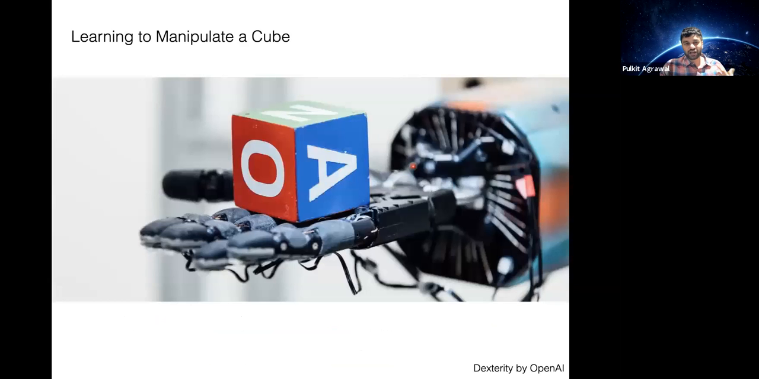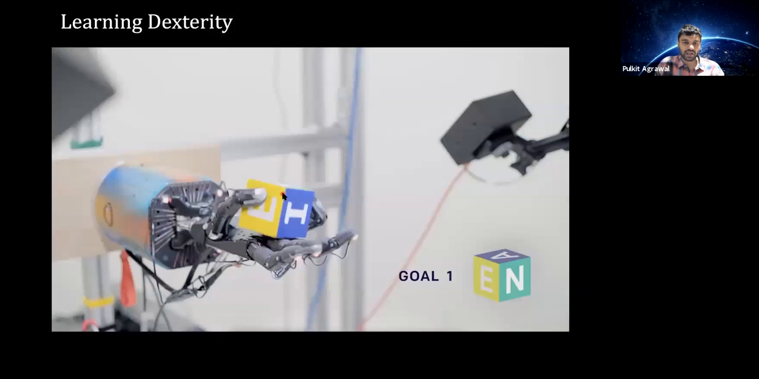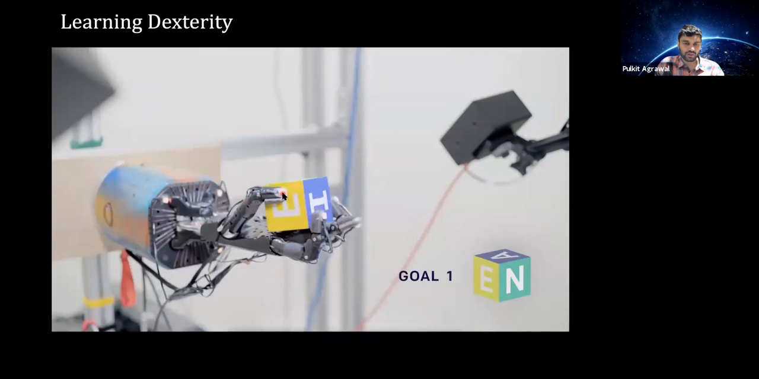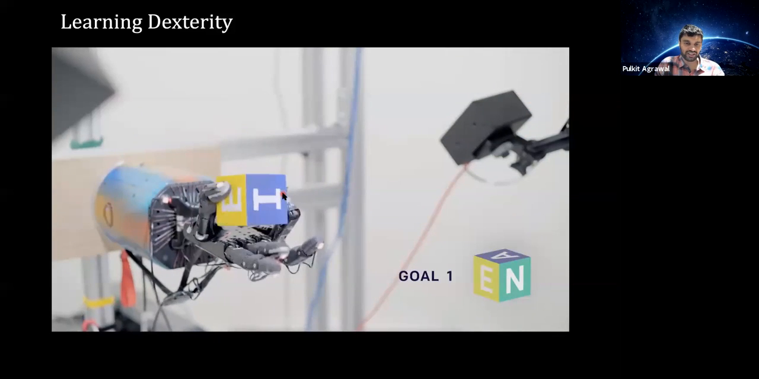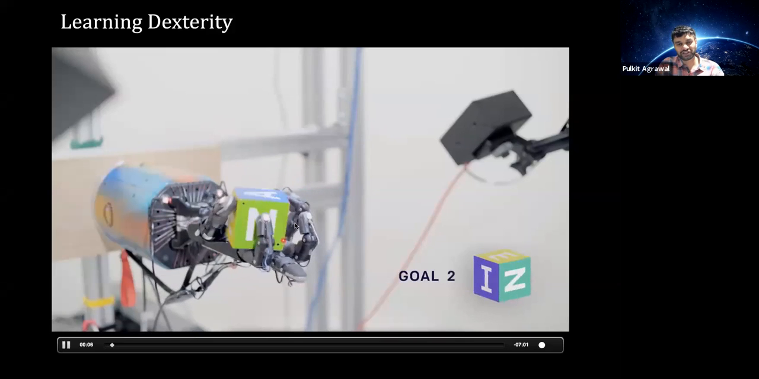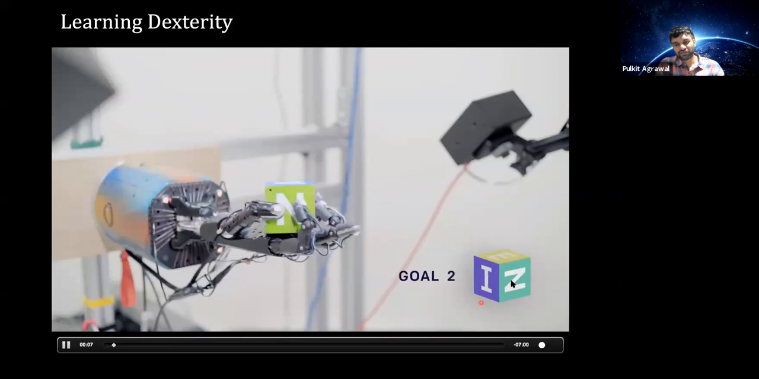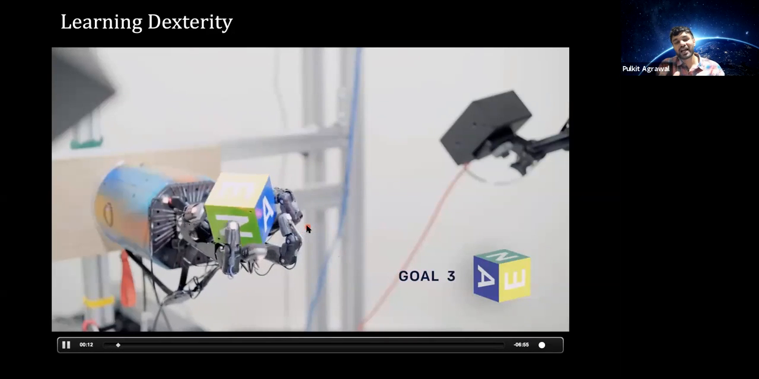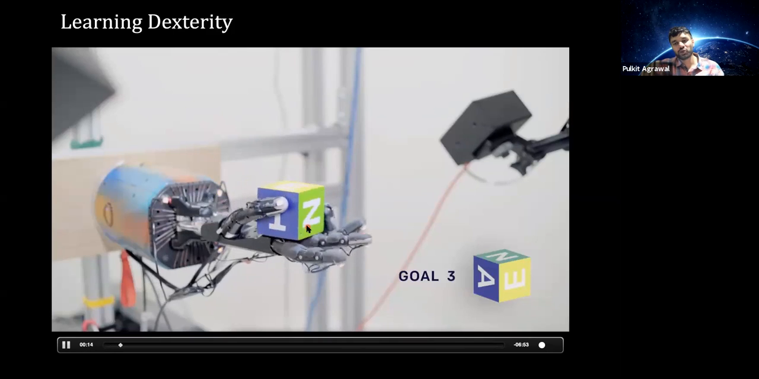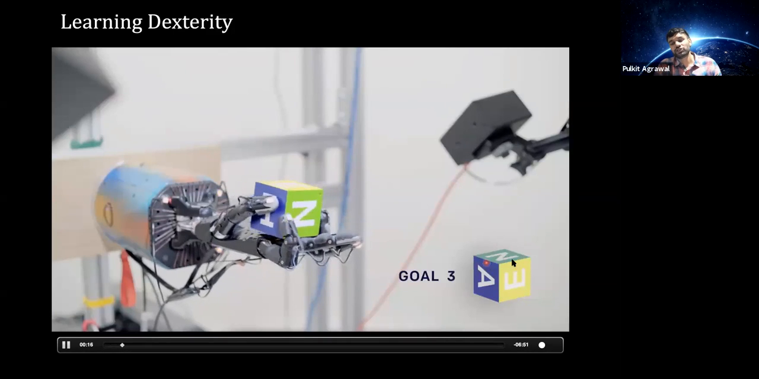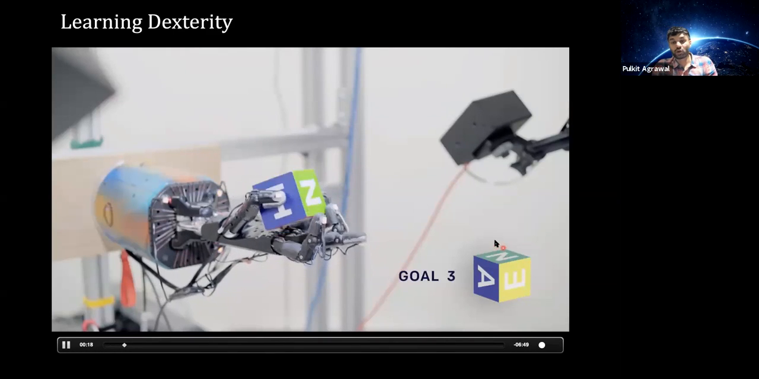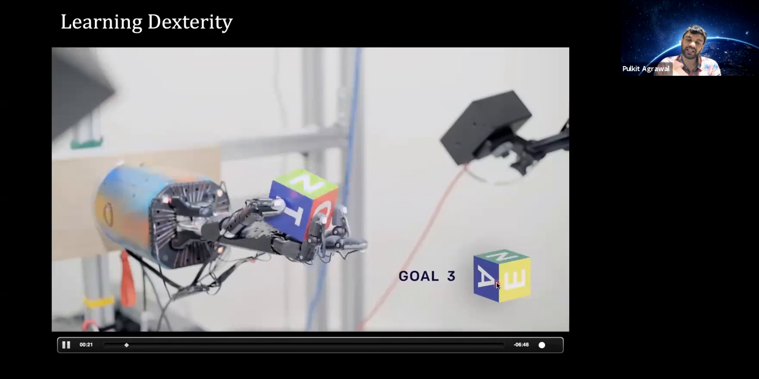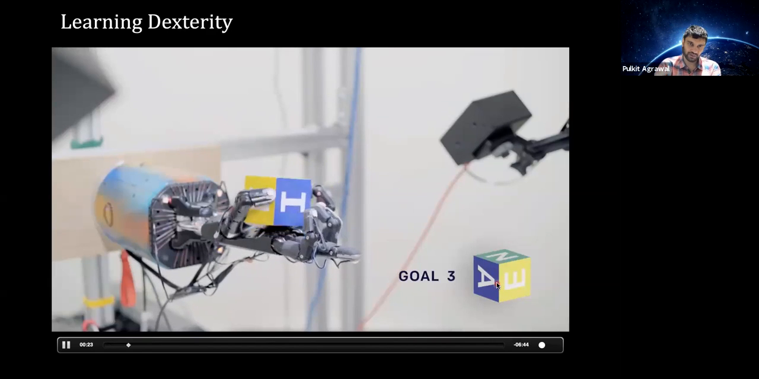So let's start off by looking at a popular example, which was the Skew Manipulation, which was work done by OpenAI a couple of years ago. And what they demonstrated was, if I give a goal configuration of the cube, I can have this hand, like a real hand, reconfigure the cube in the configuration shown by the goal. But I mean, reconfigure it to a goal configuration which is provided by the human.